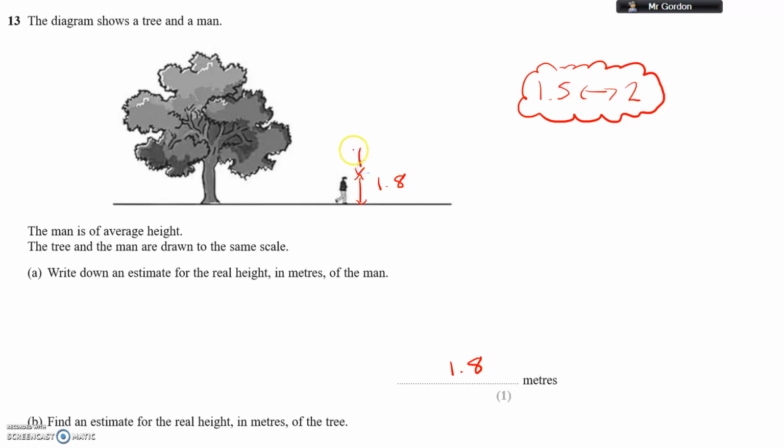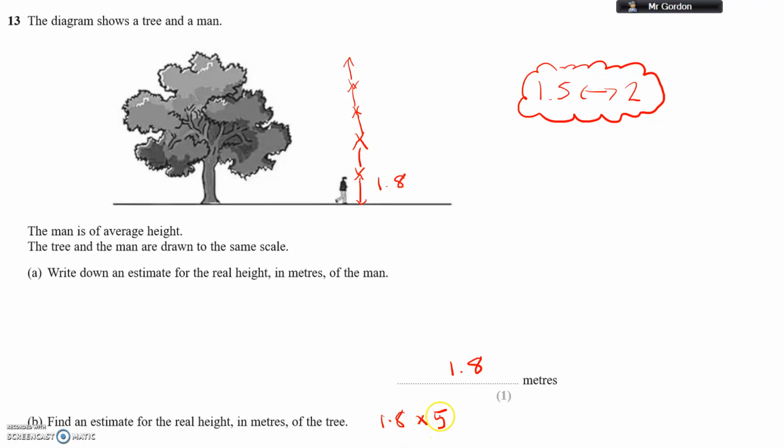I can do a rough kind of sketch. 1, 2, 3, 4, very, very rough, 5. Between 5 and 6 times bigger, I think, was the mark scheme. So if 1.8 is my guess, times that by 5, and that would be the height in meters of my tree. So what is 1.8 times 5?